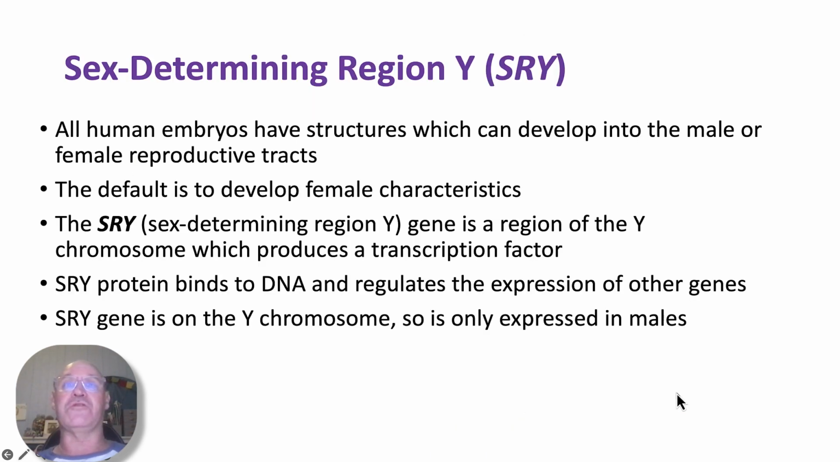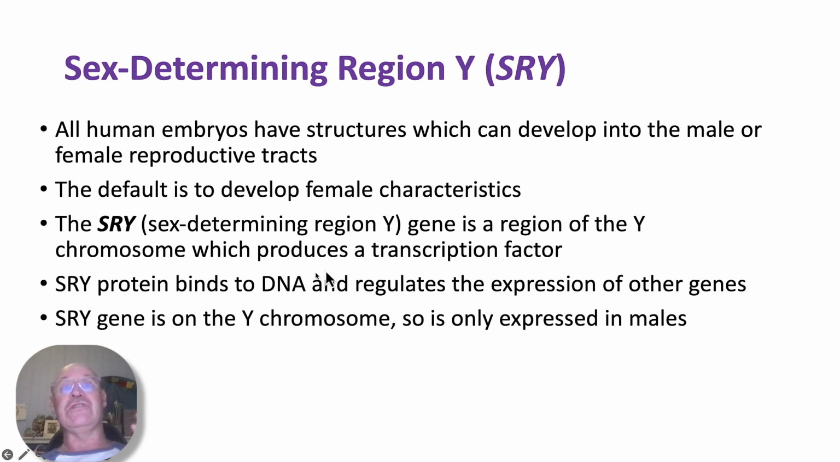So another gene that's really important is called the sex-determining region Y, or the SRY. Essentially, all human embryos have the capacity to develop into either a male or female reproductive tract. And the default is for it to develop into female characteristics. So there's a gene on the Y chromosome, so only males have this gene and only males express this gene.